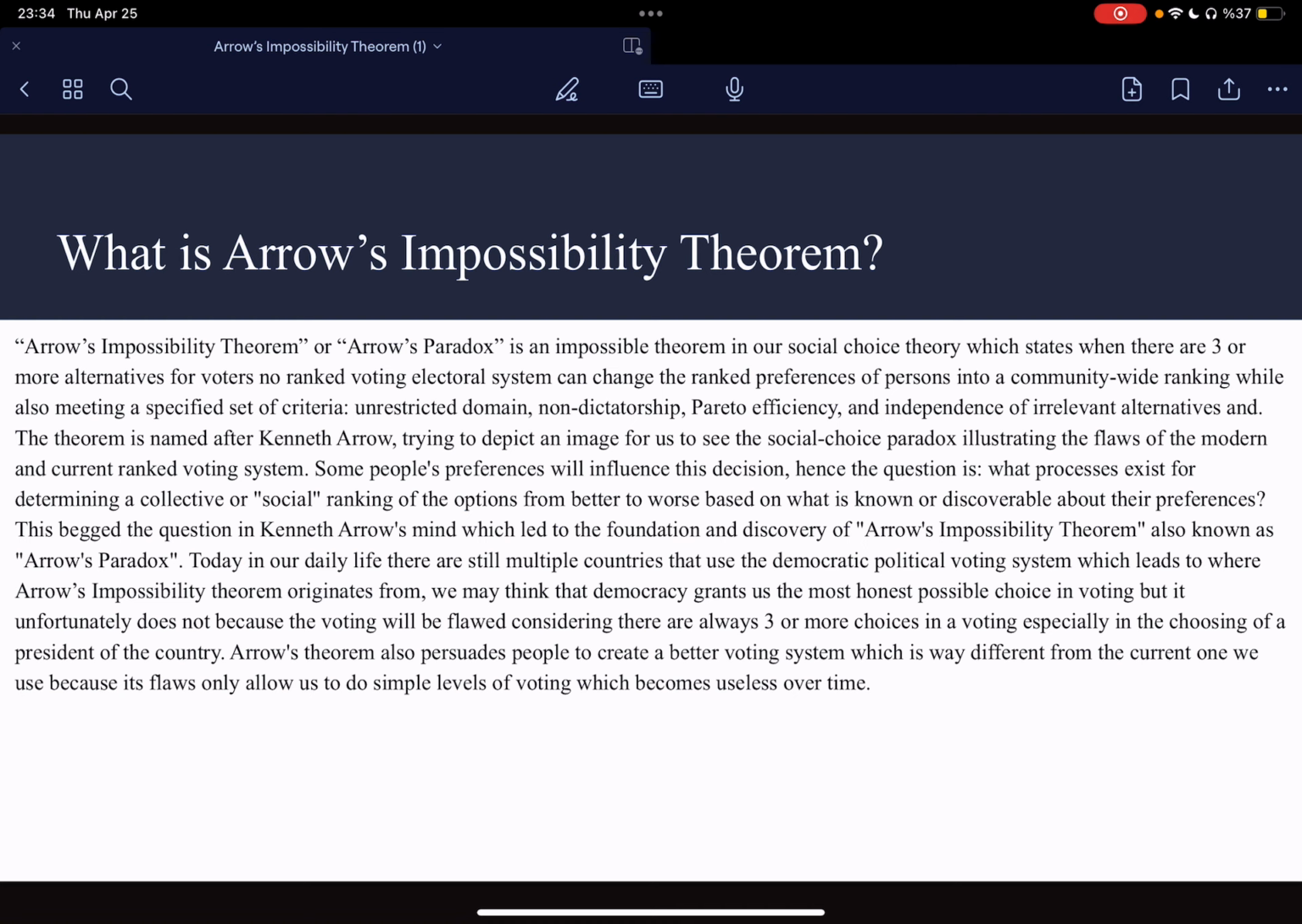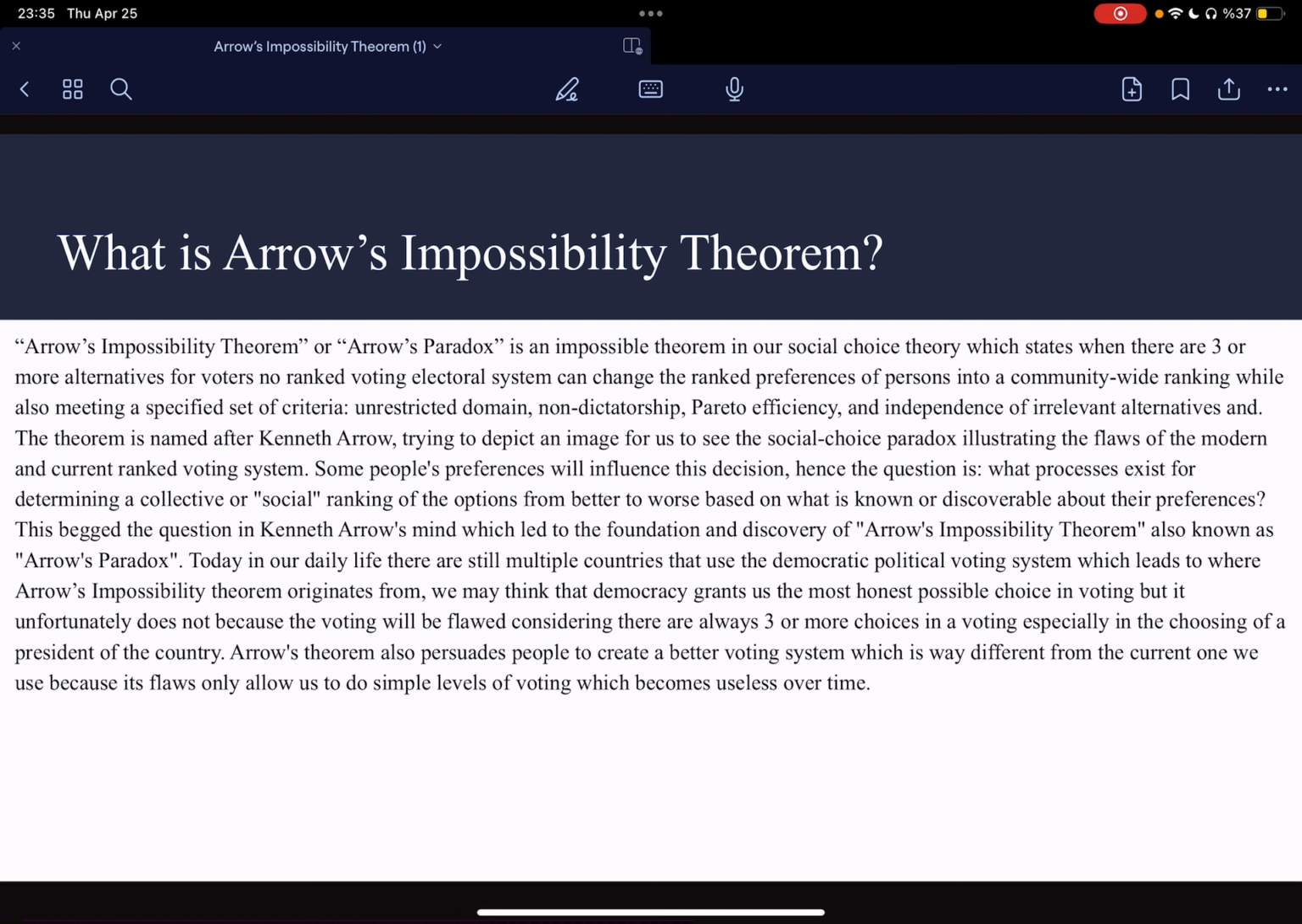This raised a question in Kenneth Arrow's mind, which led to the foundation and discovery of Arrow's impossibility theorem, also known as Arrow's paradox. Today, in our daily life, there are still multiple countries that use a democratic political voting system, which leads to where Arrow's impossibility theorem originates from. We may think that democracy grants us the most honest possible choice in voting, but unfortunately it does not, because the voting will be flawed considering there are always three or more choices in a voting, especially in the choosing of a president of a country.